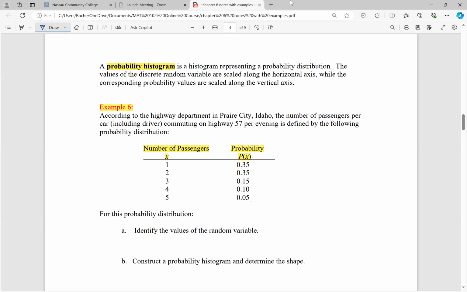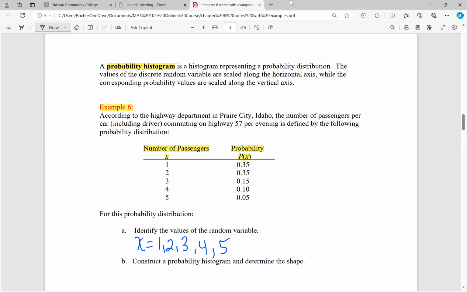So let's answer some questions. It says, for this probability distribution A, identify the values of the random variable. So in other words, what are the possible values of X? So the possible values of the random variable are 1, 2, 3, 4, or 5. There's no other possibilities, right, for this particular study.